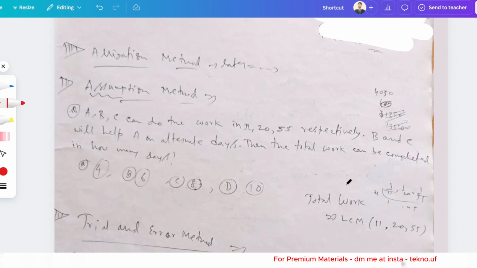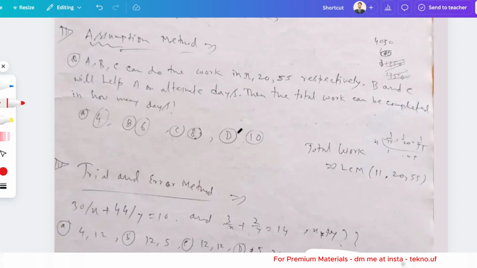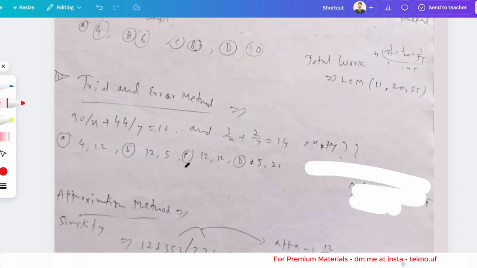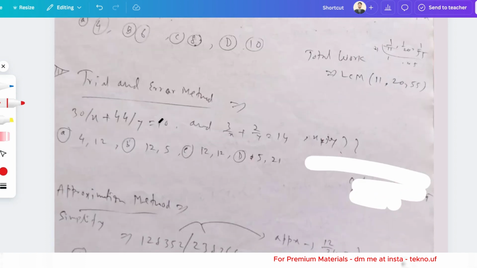But if you assume, you know the process, right? You know the process, but after calculating in your mind, you can assume what can be the answer. Okay, so you can follow that also. Okay, I'm going to discuss everything, work and days and all, so just wait. Okay, so the trial and error method is also very useful in this case.